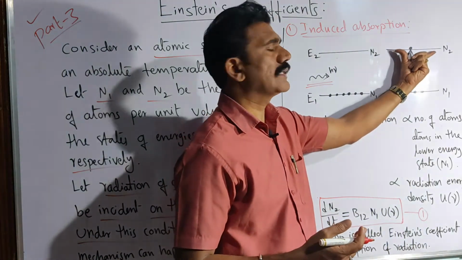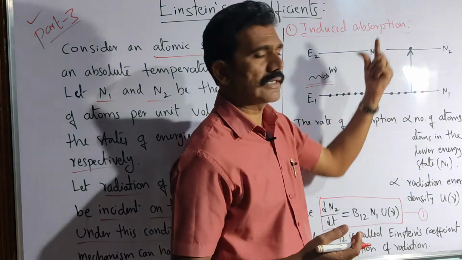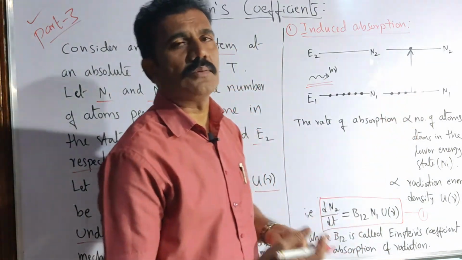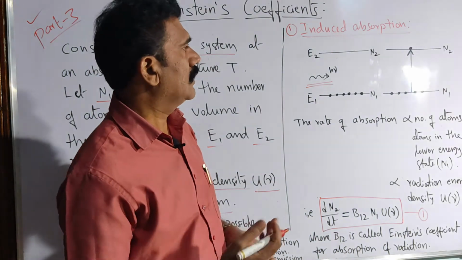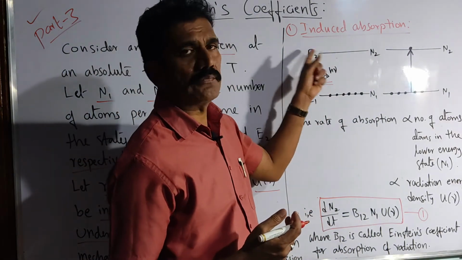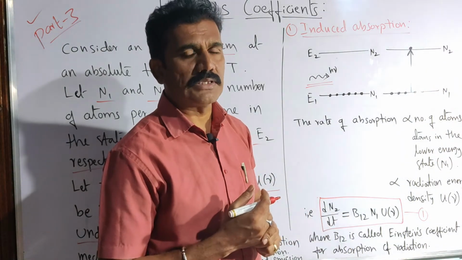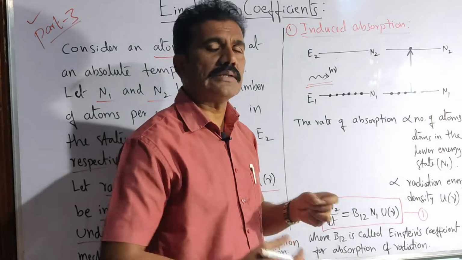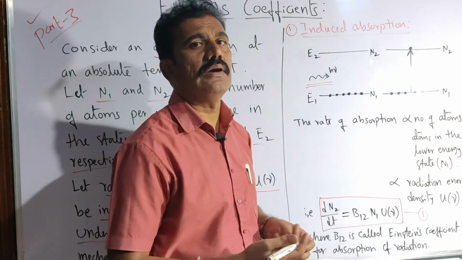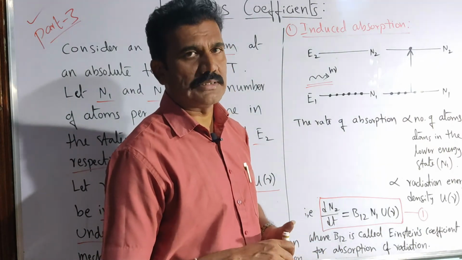Here the number of atoms increases. So this procedure or mechanism is called the absorption process. But due to the induced absorption of a certain frequency, how much absorption of energy takes place by the number of atoms, and how many atoms get excited? That probability of absorption we have to consider here now.